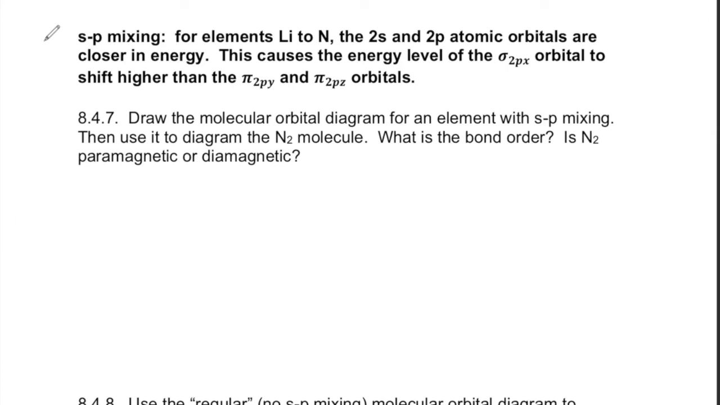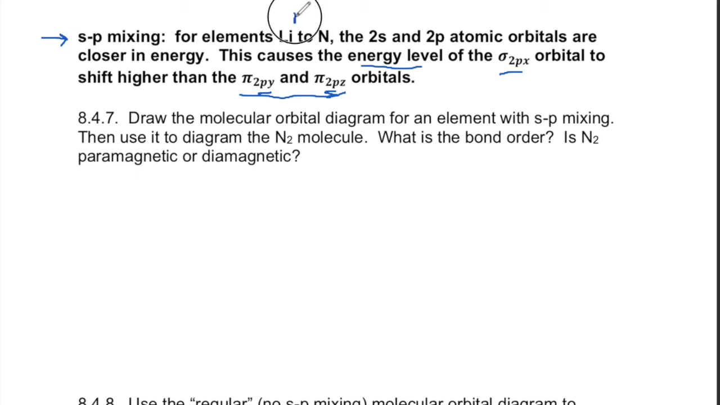There are 8 elements in the second period of the periodic table that we're going to be looking at, and 5 of those 8 experience what is called sp mixing. And this mixing causes a slightly different order in the energy level of the sigma and pi bonding orbitals that are made from the 2p orbitals.